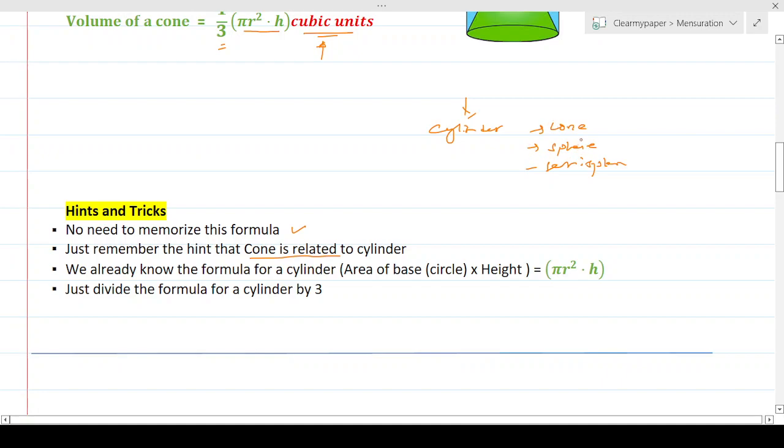So remember that. A cone is related to a cylinder, and what is the relation? The volume of a cylinder is given by the area of the base times height. This is the measurement, and if you just divide this whole thing by 3, which is what I've written, divide the formula for the cylinder by 3, that should give you the volume of a cone. And that should be a wrap up on this topic, and we can move on to the next topic.